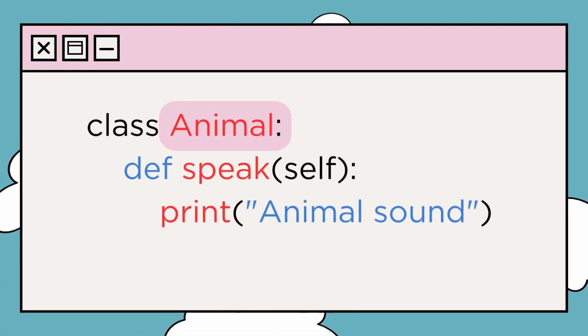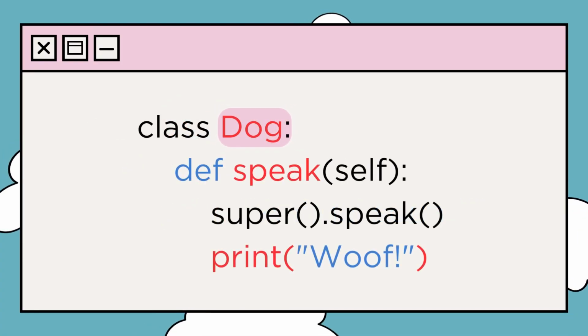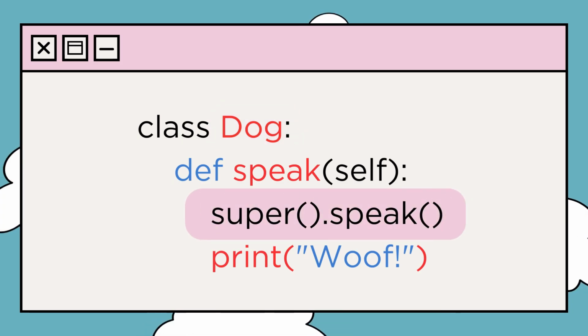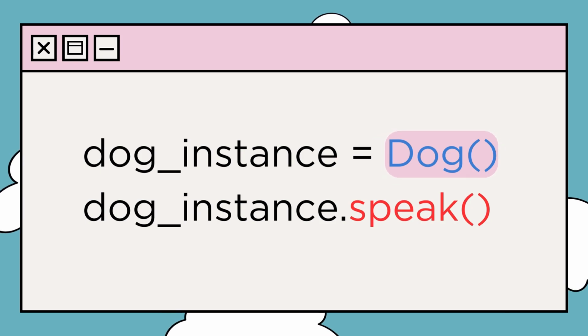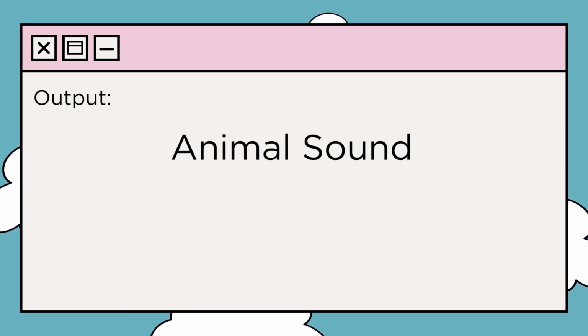Suppose you have a parent class called Animal, and you want to create a subclass called Dog. In the Dog subclass, you can use super like this. If you create an instance of the Dog class and call its speak method like this, it will first print animal sound, the result of calling the parent class's speak method, followed by woof.